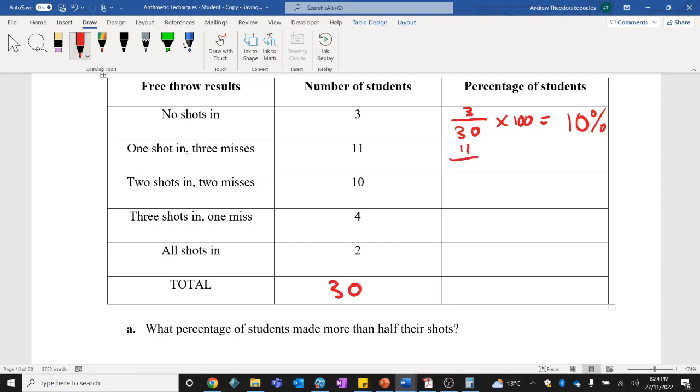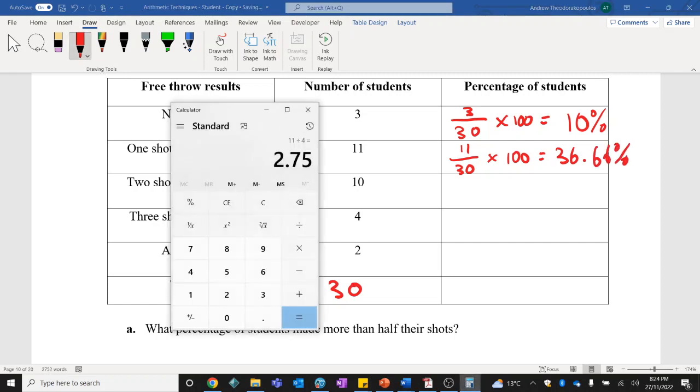11 out of 30 students got 1 shot in, so we do that as a fraction and we multiply it by 100. That should get you 36.66%. So for those of you who don't know how I got that answer, 11 divided by 30, press enter, and then times it by 100. 36.667.